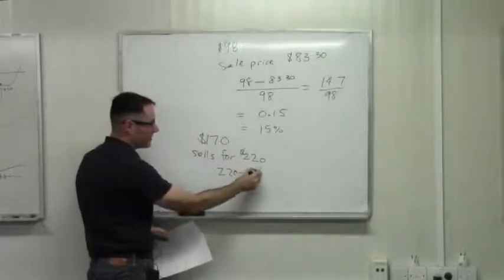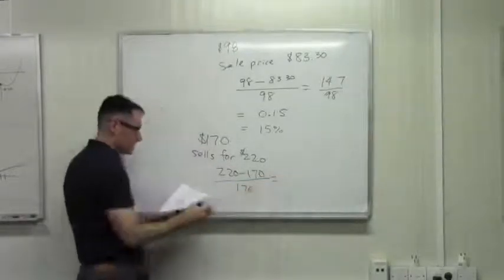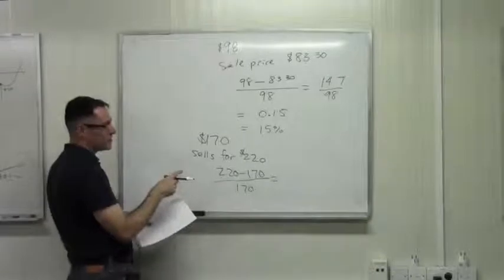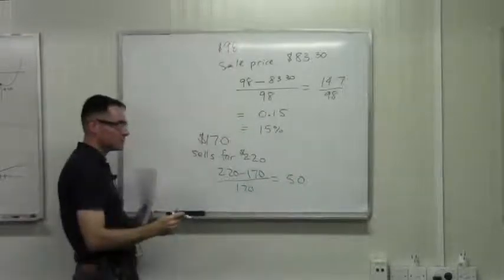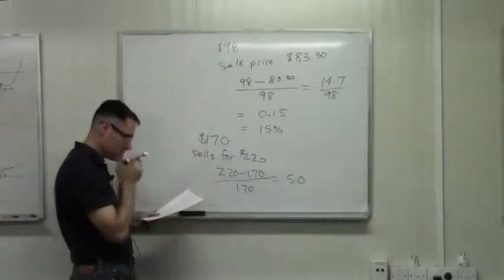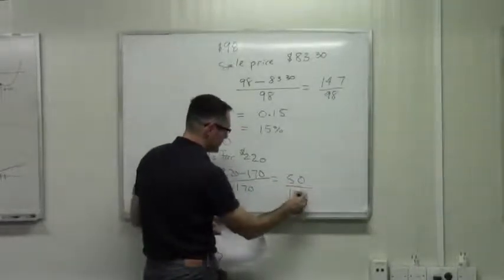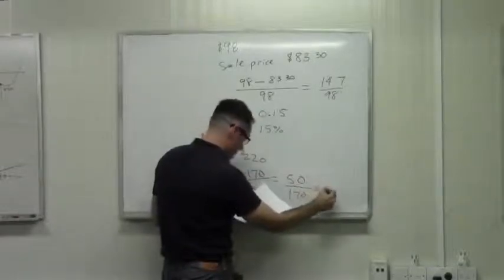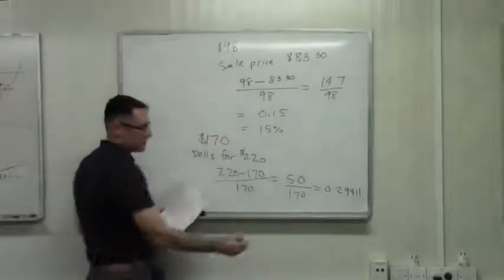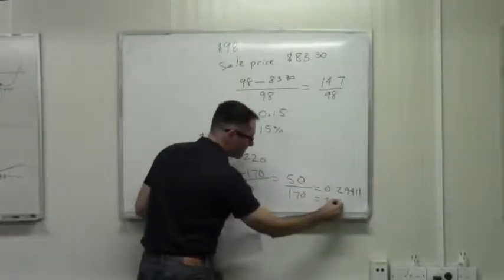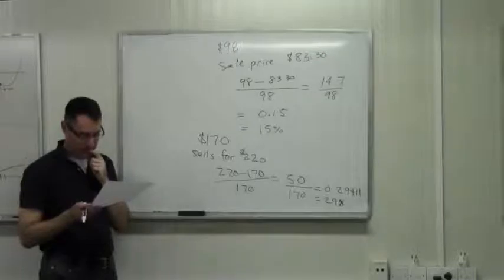220 minus 170 divided by the original price, 170, equals, in this case, that is 220 minus 170, 12 minus 7, 5, $50? Or $150? $50. Is it? Yeah, $50. Divided by 170 gives you 0.29411. We're going to just make it 29%. 29% increase. Okay.